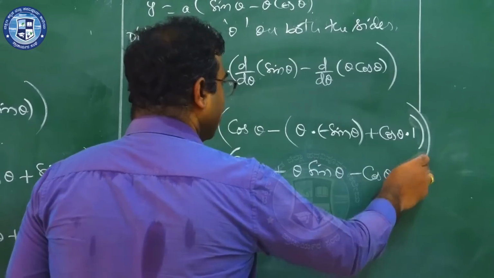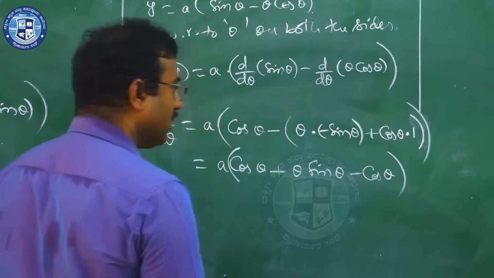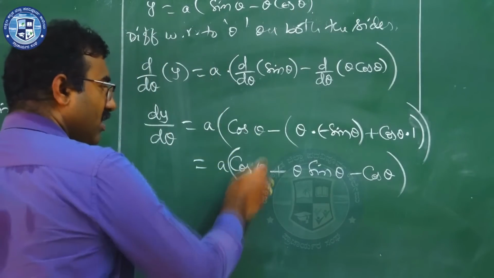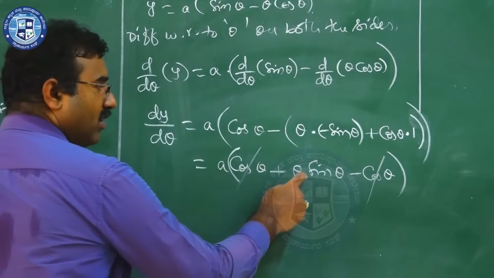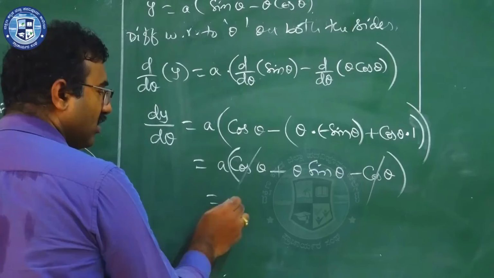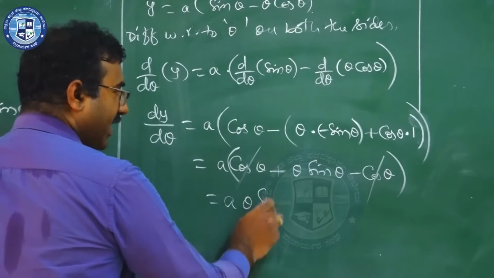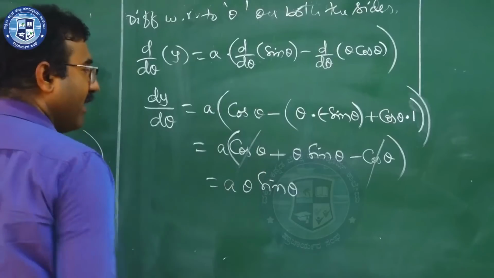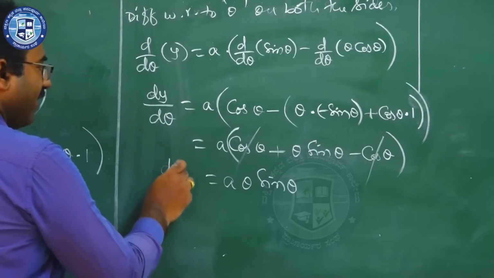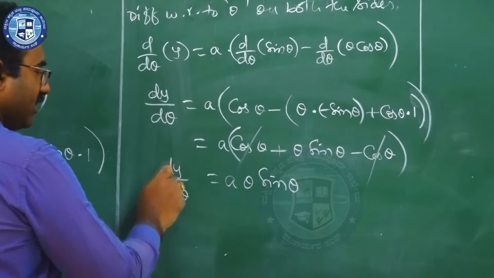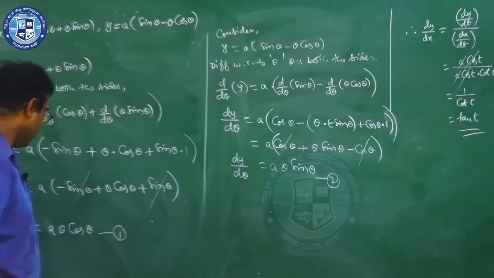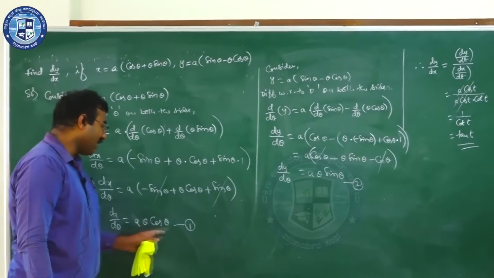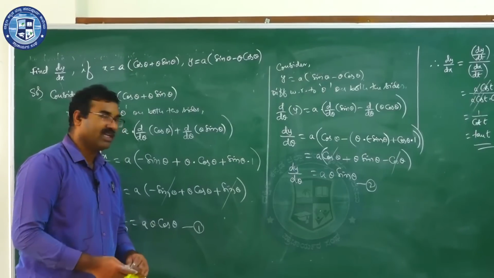When you release the bracket, this with the minus. Now, this cos theta minus cos theta gets cancelled. So, A into what is remaining? A theta sin theta is remaining. So, this is dy by d theta, the second one. So, dx by d theta we got A theta cos theta, dy by d theta we got A theta sin theta.